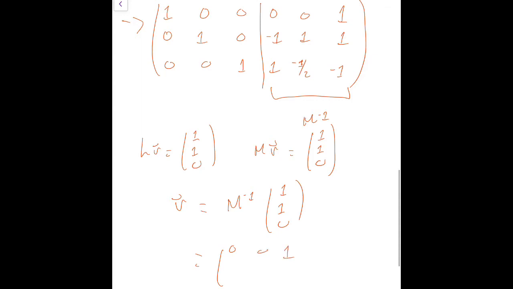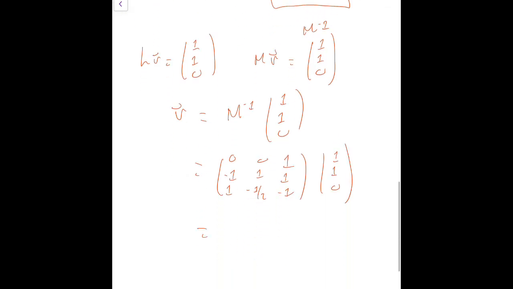So M inverse is (0, 0, 1), (-1, 1, 1), (1, -1/2, -1), and we're going to multiply it by the vector (1, 1, 0). The top entry is going to be 0. The bottom entry is also going to be 0.